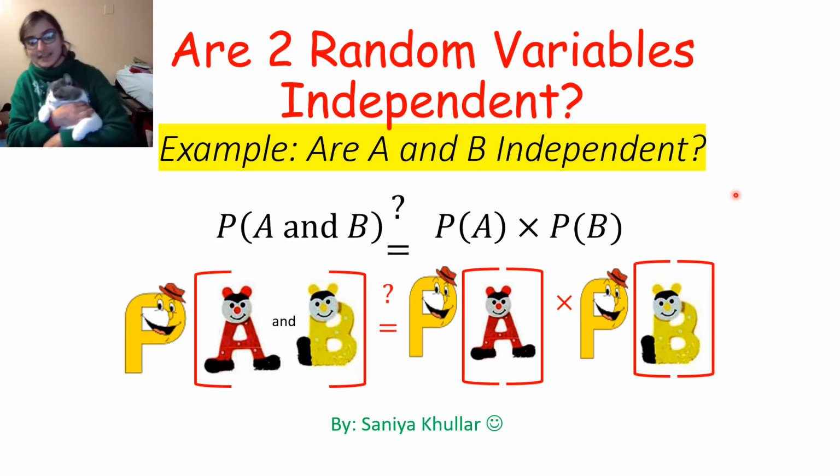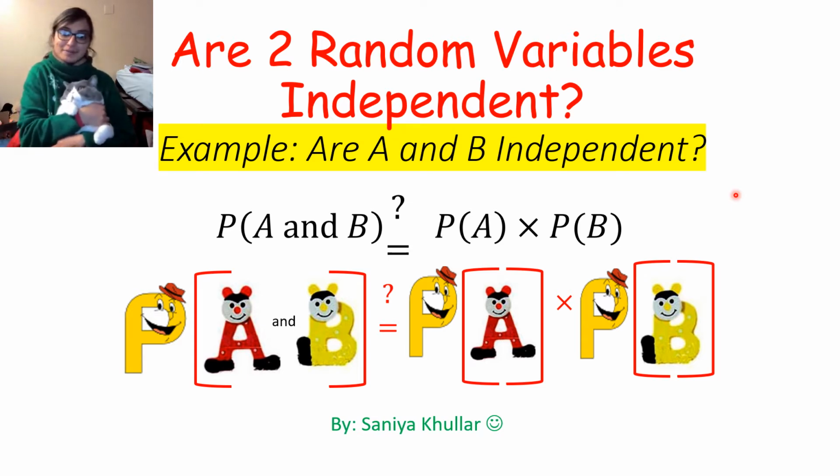So here, what if A and B are Boolean random variables? How do you calculate? Like A is true, A is false, B is true, B is false. So how can we determine if A and B are independent? We're going to be doing that in this video.